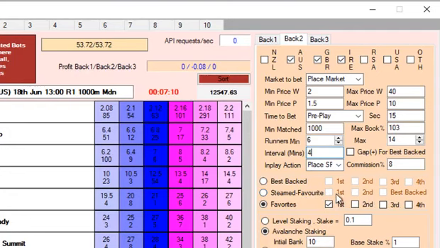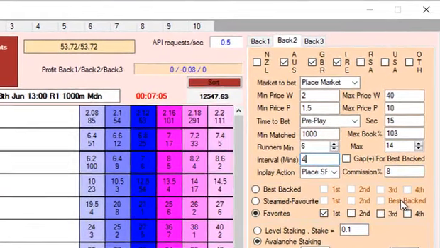So if we have the first favourite ticked and best backed ticked, that means the favourite must have firmed, but it also must have firmed by the most. It must have been the biggest firmer in the field in order for the bet to be placed, if you have those options ticked. In this one we just have favourite ticked, so it is looking for the first favourite at the 15-second mark. It doesn't care about the snapshot when it's taken, it only wants to know who is the favourite at this 15 seconds before the off, if you have the favourite option ticked.